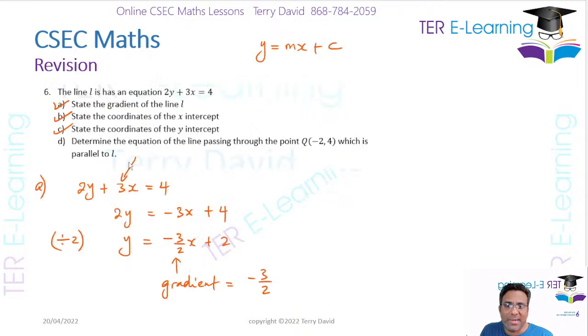Alright, so let's do the last part of the question here. They want us to determine the equation of the line passing through the point Q, which is (-2, 4), and it's parallel to the line L. Now, we already worked out the gradient of L. This is one property when it comes to parallel lines. If the gradient of one of them is m, and you have a parallel line, the gradient of the parallel line will also be m. So gradients of parallel lines are the same.